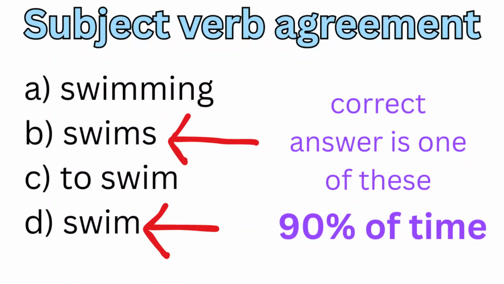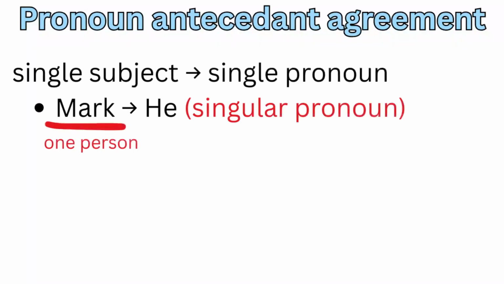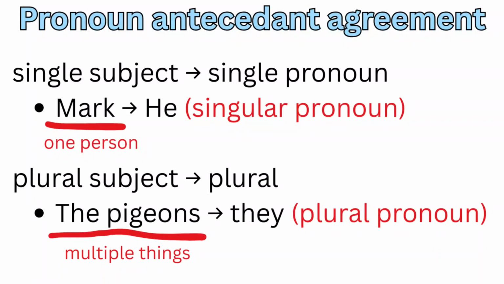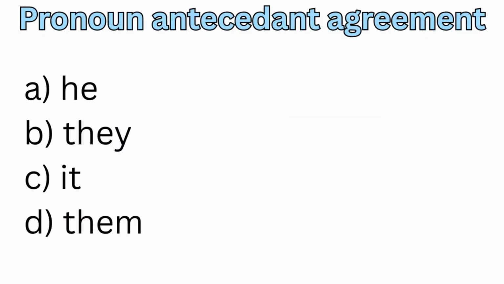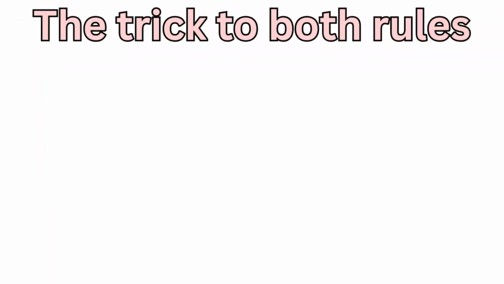The next grammar rule is really similar to the previous one. It's called pronoun antecedent agreement. And instead of trying to match a verb to a subject based on agreeing, you're going to match a pronoun to a subject based on whether they agree or not. So if you have a singular subject, you're going to choose a singular pronoun. And if you have a plural subject, you're going to choose a plural pronoun. If you see a bunch of different pronouns as your answer choices, you can be sure you're dealing with a pronoun antecedent agreement question.